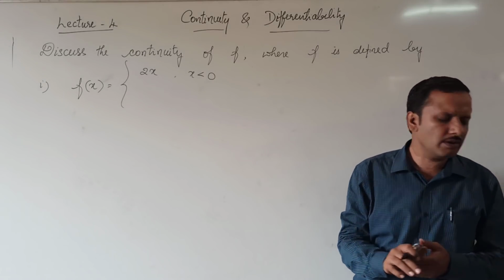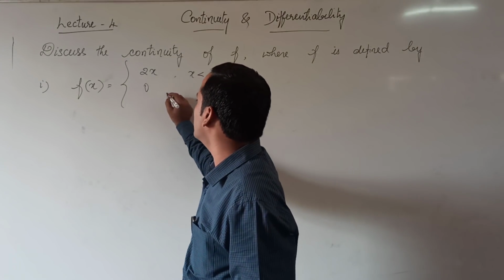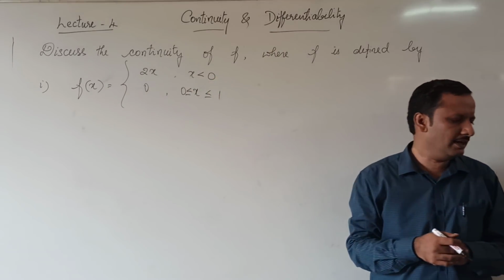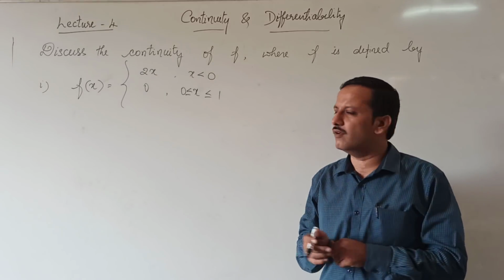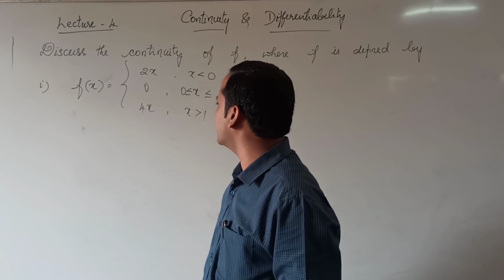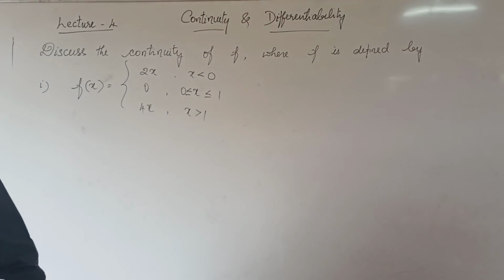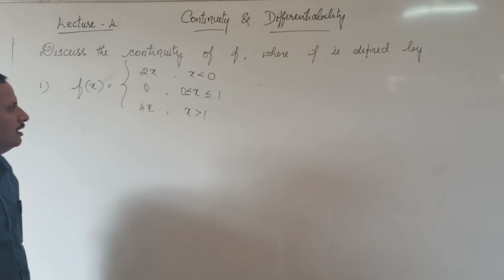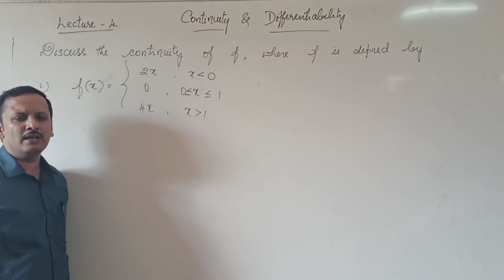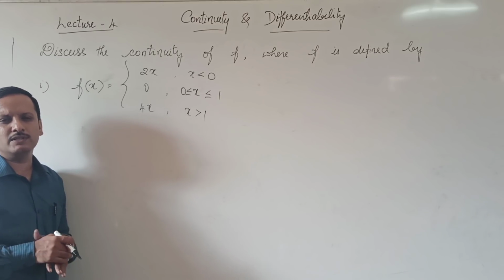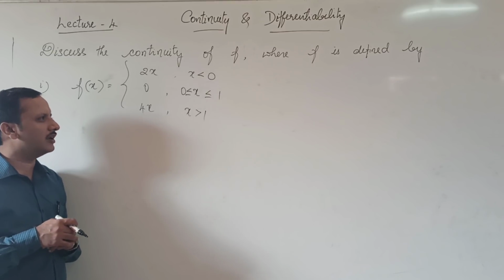and it is 0 if x is greater than or equal to 0, less than or equal to 1, and 4x if x is greater than 1. Okay, so this function we are asked to discuss the continuity of f. Discuss the continuity of f means throughout the domain what happens to this function, in which interval it is continuous, or at which point it is discontinuous. All those things we have to check, we have to discuss.